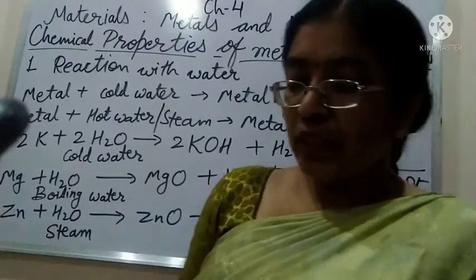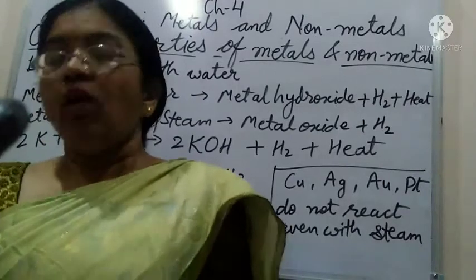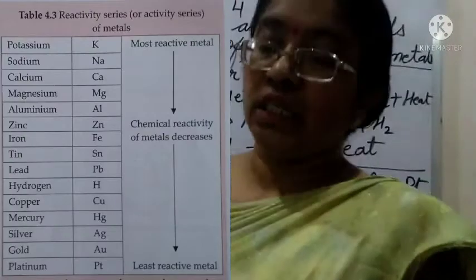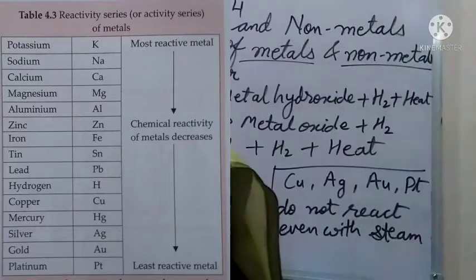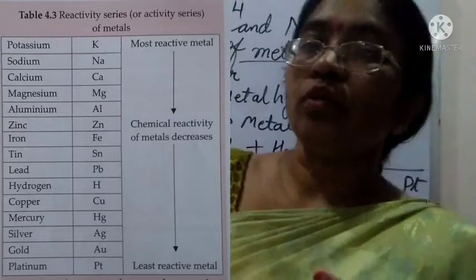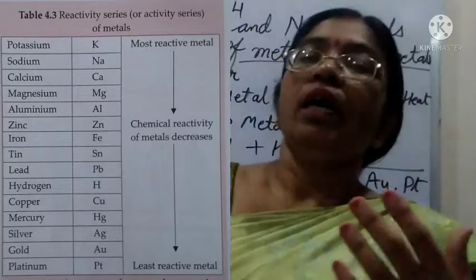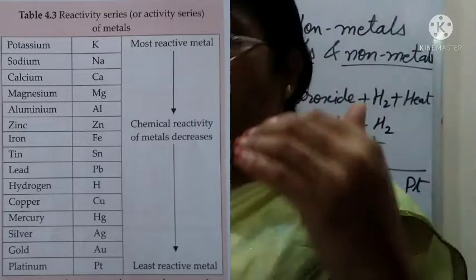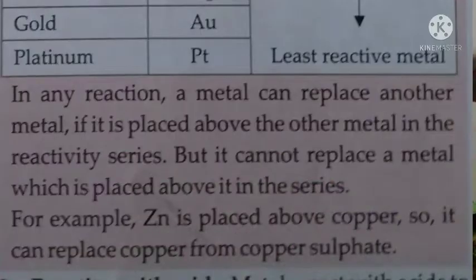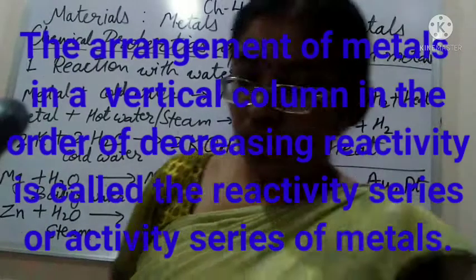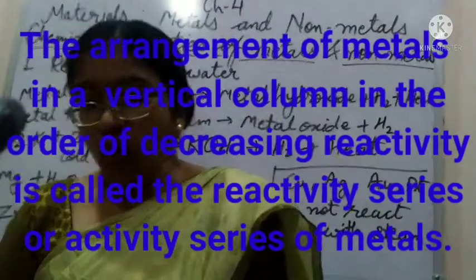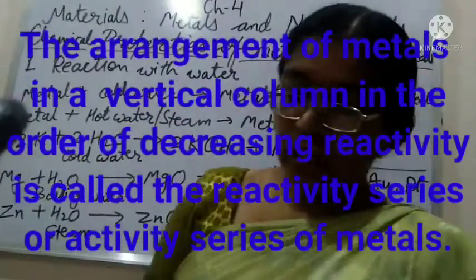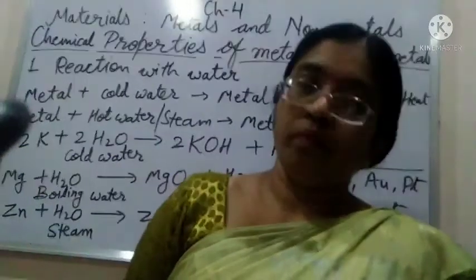Now here in this picture a table is given, और इस टेबल में आपको reactivity series दिखाई गई है. Here what is this reactivity series or activity series? It is a series of metals actually. इसके अंदर जो भी metals हैं उनको उनके reactivity के decreasing order में ऊपर से नीचे की तरफ arrange किया गया है. So what is reactivity series actually? This is the arrangement of metals in a vertical column in the order of decreasing reactivities, called the reactivity series or activity series of metals.